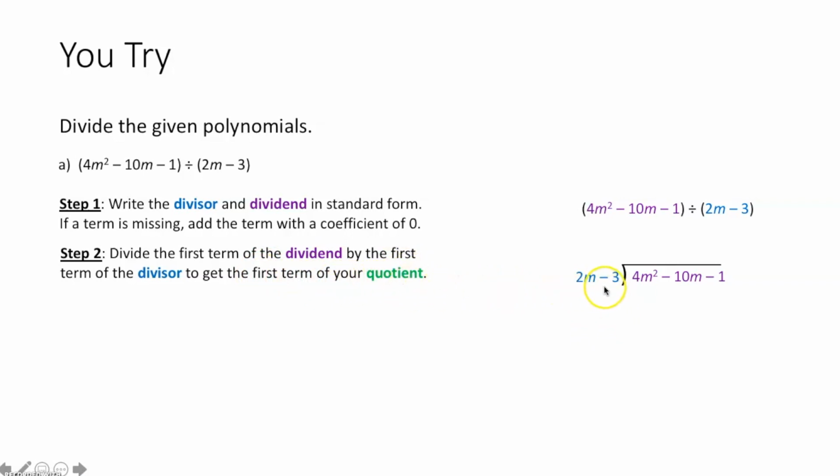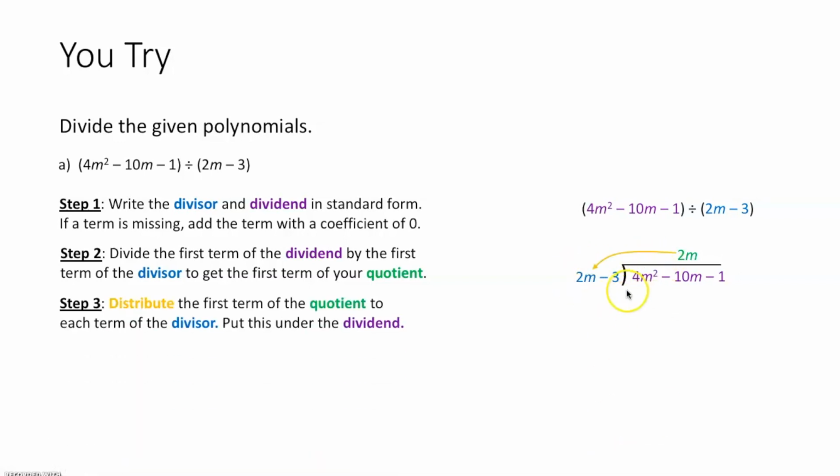So we take that 2m that we just found, and we put that over our second term of the dividend because the divisor has 2 terms. We then take that 2m that we got by doing 4m squared divided by 2m, and we distribute it to the 2m and the minus 3. So what's 2m times 2m? That's 4m squared. That's the whole reason we did it. These two should match up so that when we subtract, they cancel out. Then we take that 2m, multiply it to the negative 3. What's negative 3 times 2m? That's negative 6m. We then subtract.